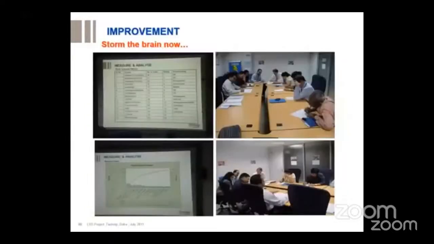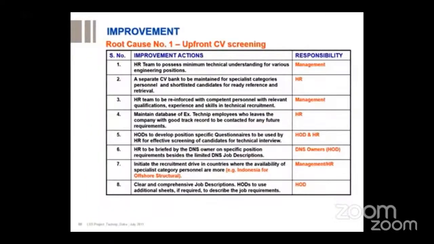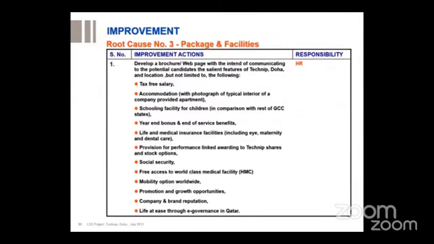Go ahead. So FMEA, what we did now, for each root cause, we have done implementation improvements.